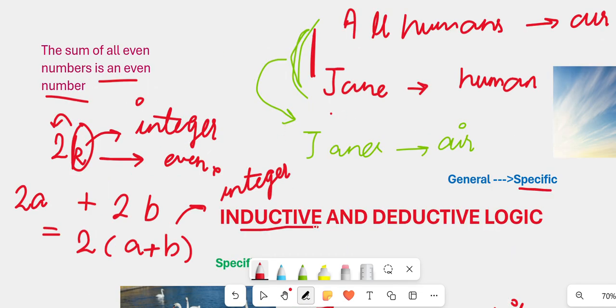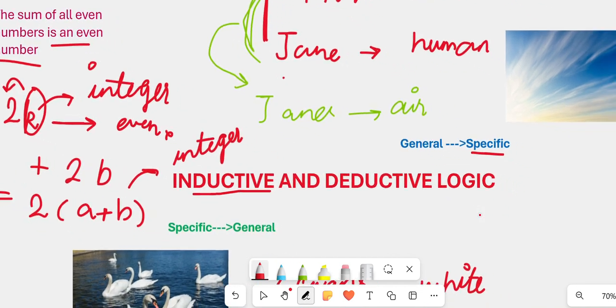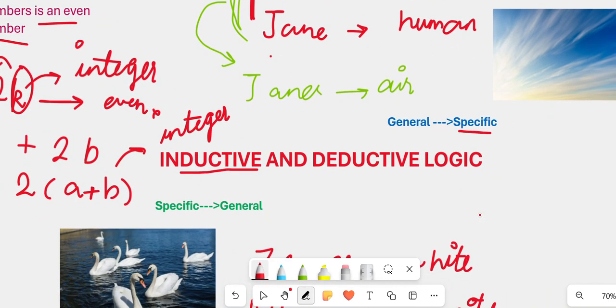So this is all about inductive and deductive logic. In the next video, we will be talking about Aristotelian and non-Aristotelian logic.